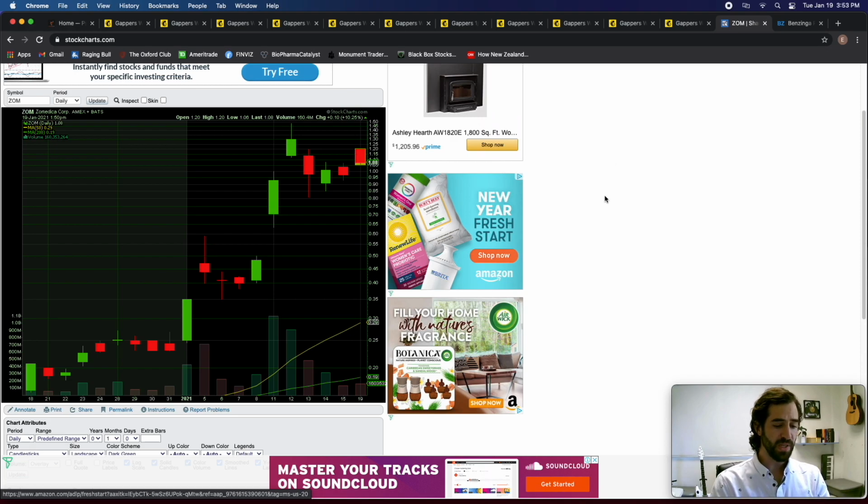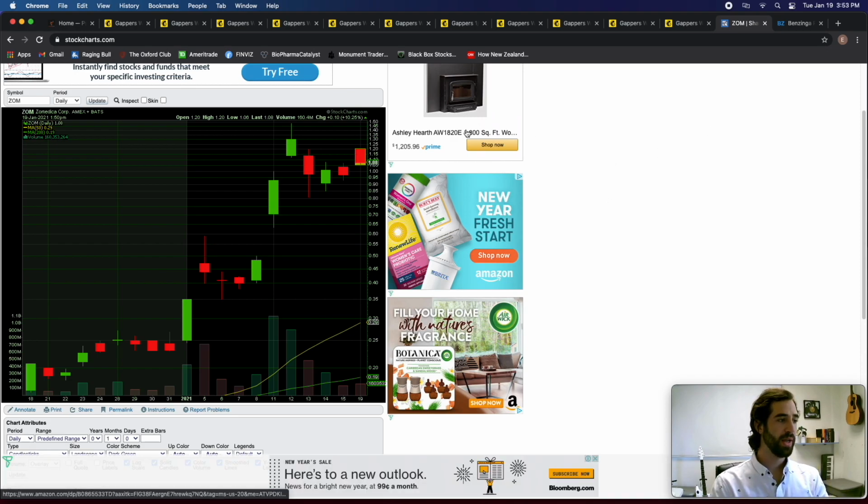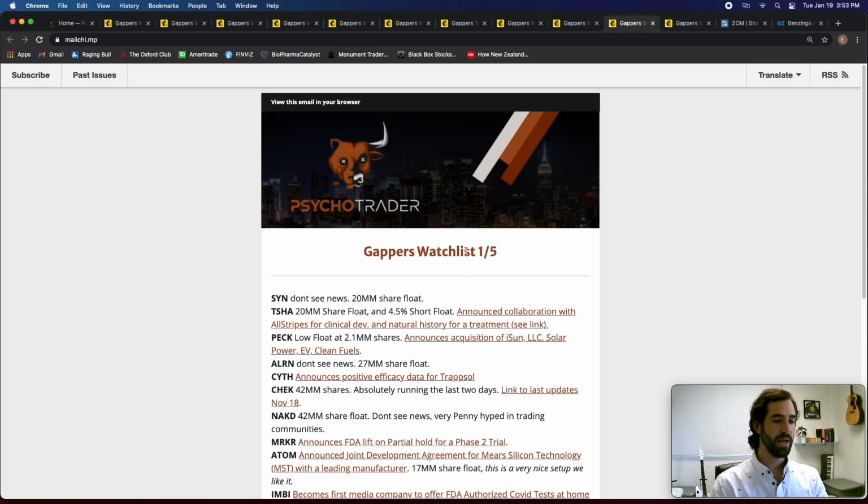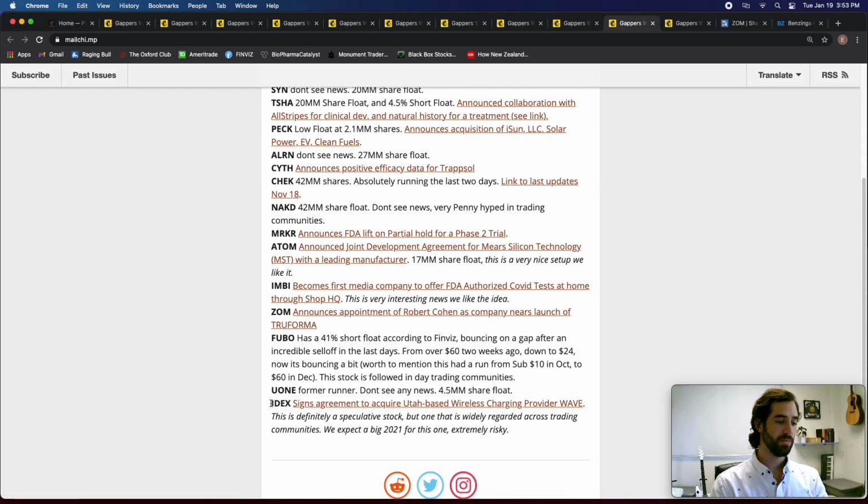Okay, so I'd like to start with the symbol, let's say IDEX. If you go right here on the 5th of January, we go down and you see IDEX signs agreement to acquire Utah-based charging provider Wave. This is a note that we put in. This is definitely a speculative stock, but one that is widely regarded across trading communities. We expect a big 2021 for this one, extremely risky.